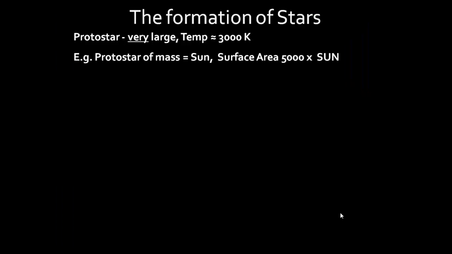Because it's a large gas cloud which is collapsing, we have a huge surface area. So even though it's quite cool, it's going to be very bright because it's got such a large surface area, which means it's going to be very luminous.